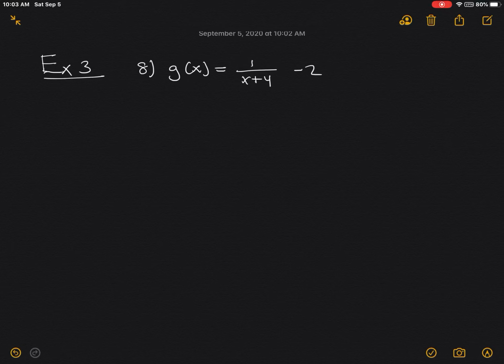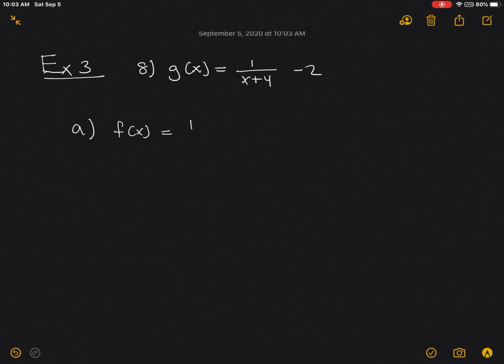All right, so moving on to the very last example. This time we're asked to identify the parent function, describe the sequence of transformations from f to g, sketch (it says track 1 point, but I'm going to track multiple points), and then use function notation to write g in terms of f.